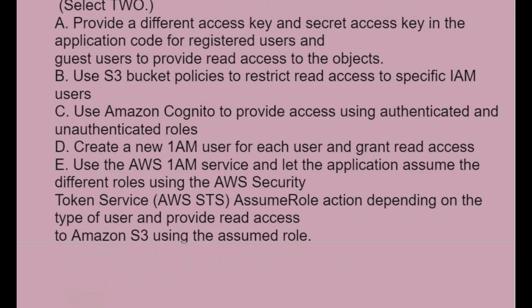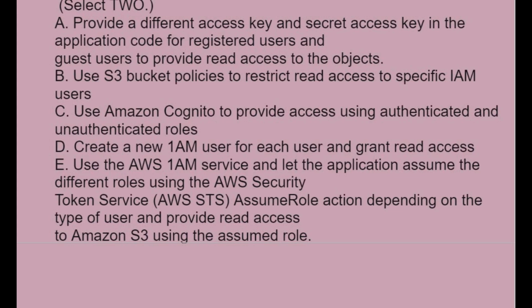Option A. Provide a different access key and secret access keys in the application code for registered users and guest users to provide read access to the objects. Option B. Use S3 bucket policies to restrict read access to specific IAM users. Option C. Use Amazon Cognito to provide access using authenticated and unauthenticated roles. Option D. Create a new IAM user for each user and grant read access.